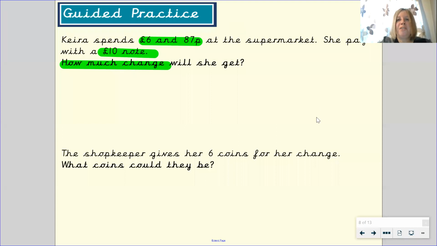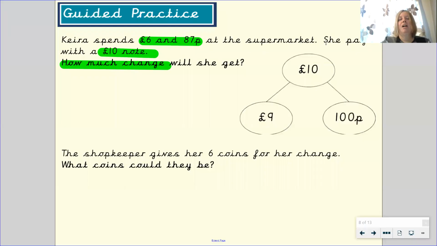I want you to pause the video and to have a go at solving the problem. You can choose to use the number line or the part-whole model. Pause the video and try and solve the problem for me. I'm going to use the part-whole model to help me to solve the problem. So I've already partitioned my £10 into £9 and 100p. And I'm going to start by taking the £6 that Kira spends away from the £9.